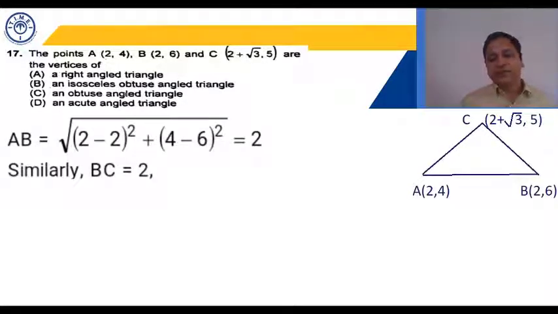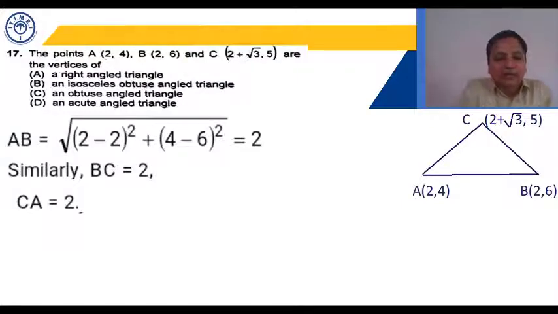Let's go for the length of AC. Yes, CA. It's 2 plus root 3 minus 2, that is root 3. Root 3 square is 3. Plus 5 minus 4 is 1. 1 square is 1. 3 plus 1, 4 in square root. So square root of 4 is 2. We take the positive sign because length cannot be negative. So we get CA also as 2.